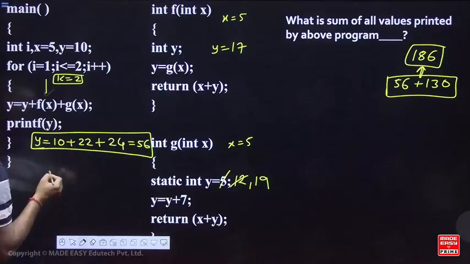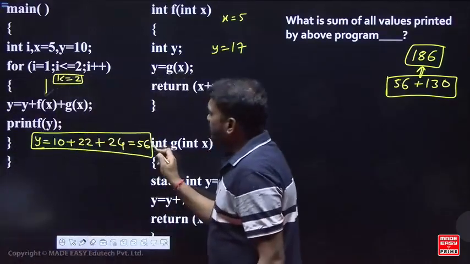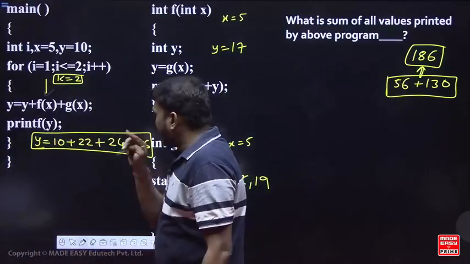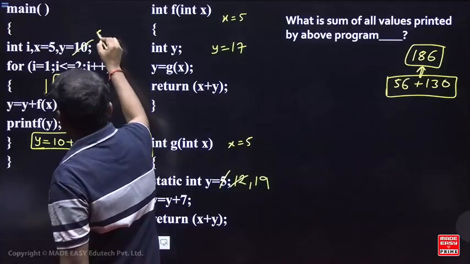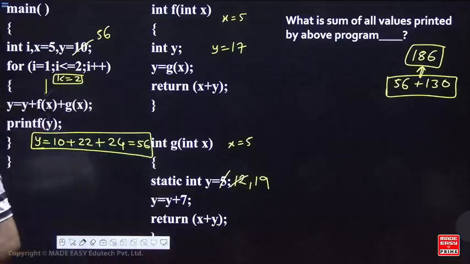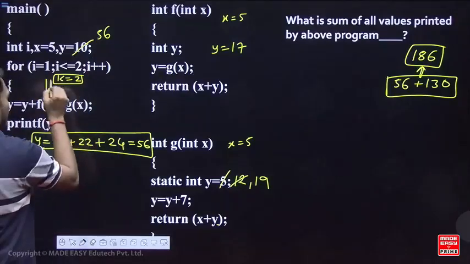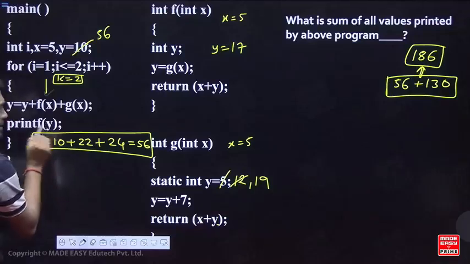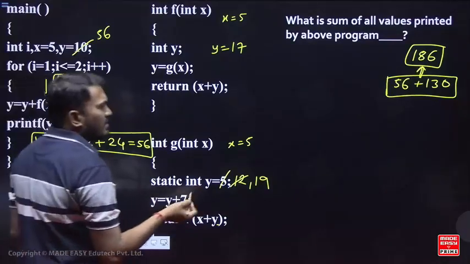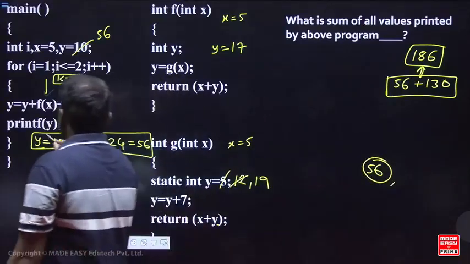In the first iteration this is the value. This 56 will be assigned to what? Variable y. Listen here, this 56 will be assigned to variable y. So now the y value becomes how much here? 56. Y value becomes 56. Next, first it will print y value, 56. If we printf y, what will be printed? It will print 56. The first thing coming on the screen is 56.